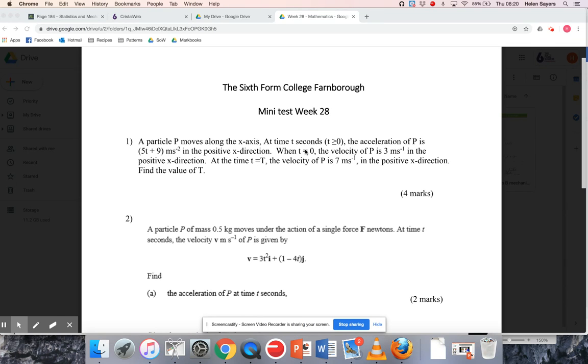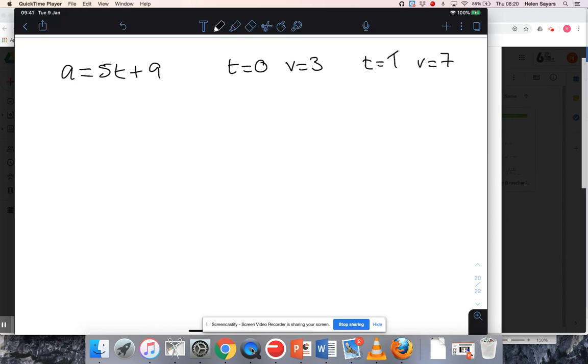So the initial velocity when t is 0 is 3, and at t is capital T, velocity is 7, and we're asked to find that value of capital T. So there's the key bits of information they've given me. So if I'm given acceleration and I want to find velocity, that's going to be integrating. So velocity is the integral of acceleration. So that's quite straightforward to do.